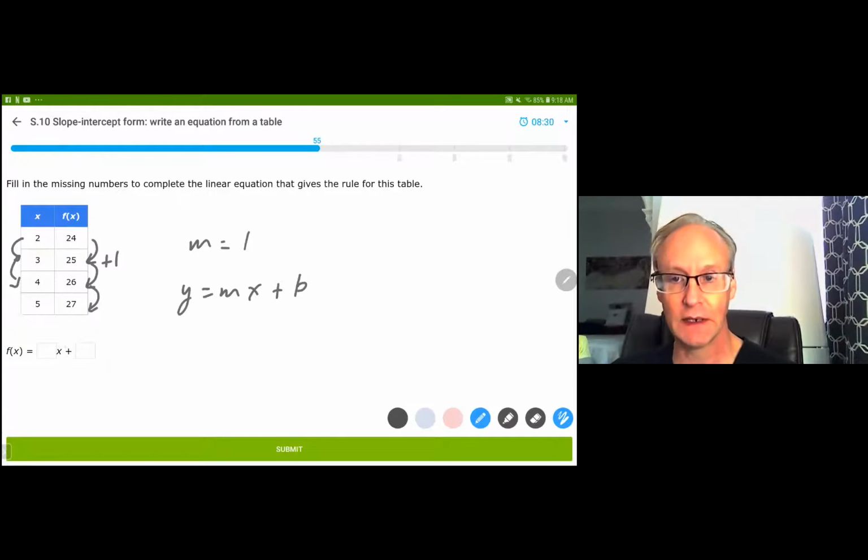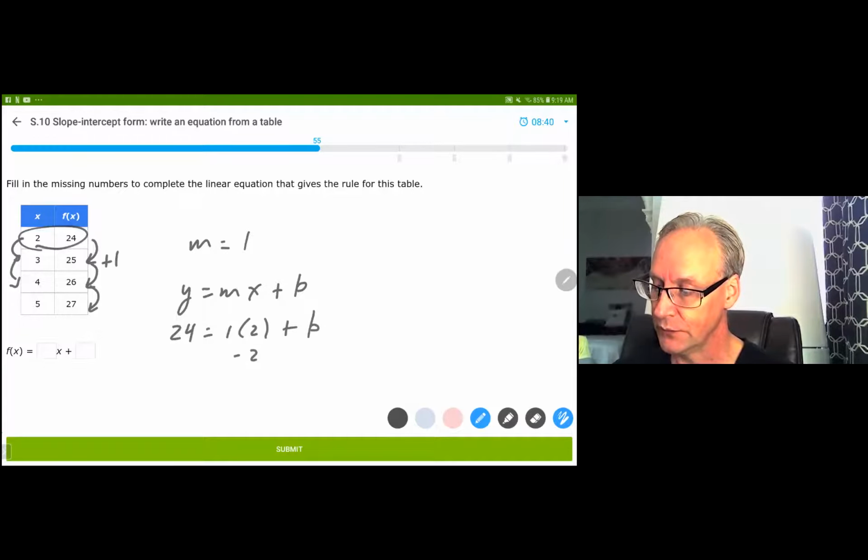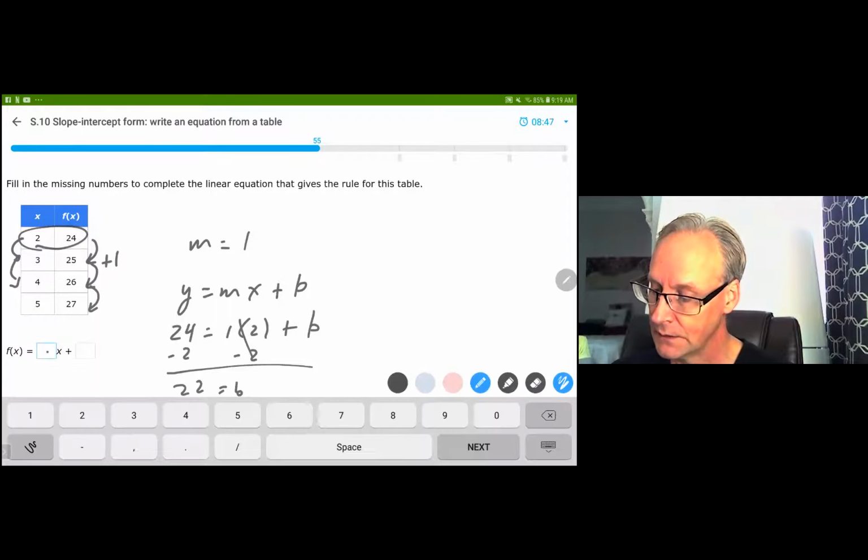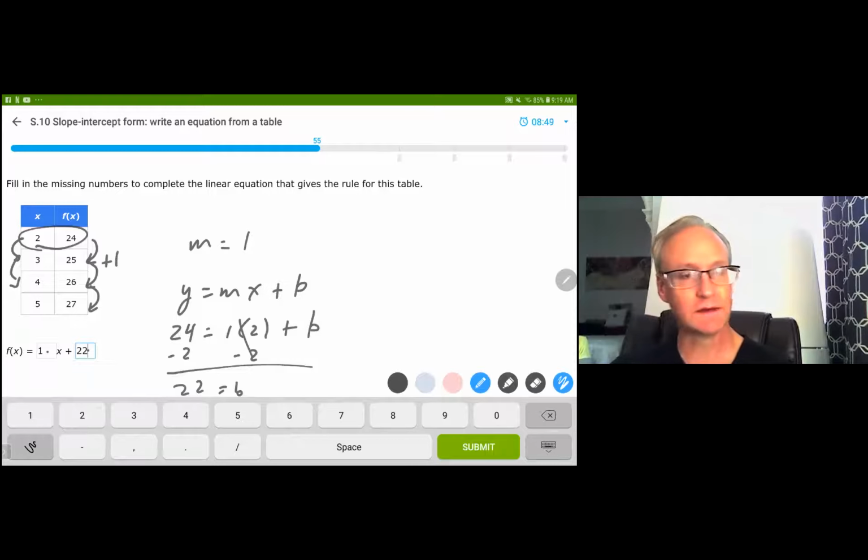You could figure it out in your head probably. But I'm going to go ahead and substitute it in. I'm going to use the first point that I see. 24 is equal to 1 times 2 plus b. And of course, we're going to subtract 2 from both sides. And b is equal to 22. And so we get 1x plus 22. Now, is there a way to check that? Well, clearly, if you add 22 in each case, you're going to get your f of x, aren't you? So x plus 22 is the same as 1x plus 22.